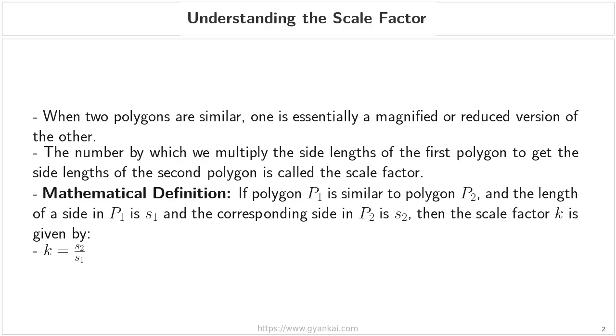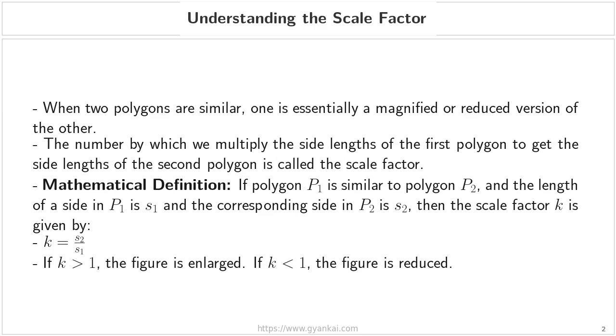To be precise, let's look at the mathematical definition. Suppose we have two similar polygons, which we will call P1 and P2. If we take the length of a side from our first polygon, let's call it S1, and we look at its corresponding side in the second polygon, which we'll call S2, then the scale factor, which we represent with the letter K, is calculated by dividing S2 by S1. In other words, K equals S2 over S1.